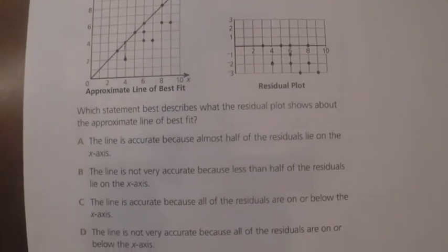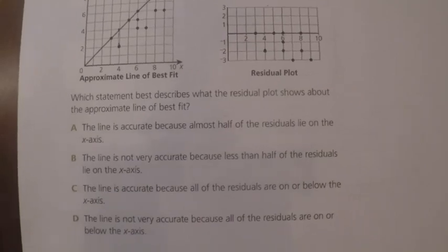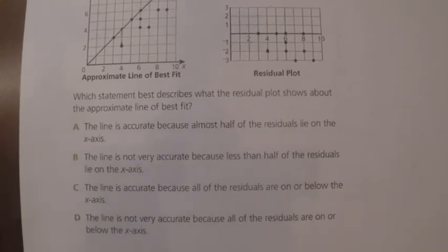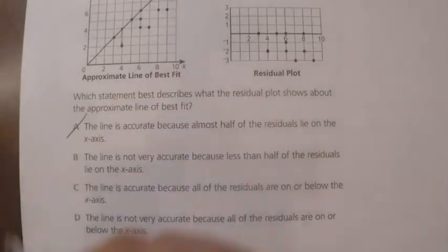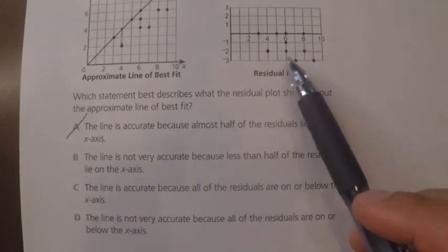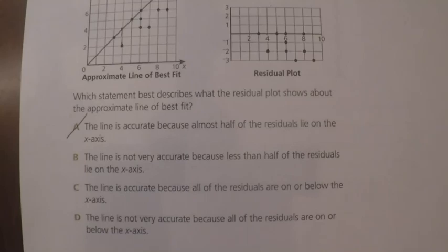So if we're looking at the statements here, we want to find which statement says that. Statement A says, the line is accurate because almost half of the residuals lie on the x-axis. Not true, because we want some below, some above, or all of them on it, but when we're modeling real life situations, we're not going to see that. So we want a random assortment above and below.